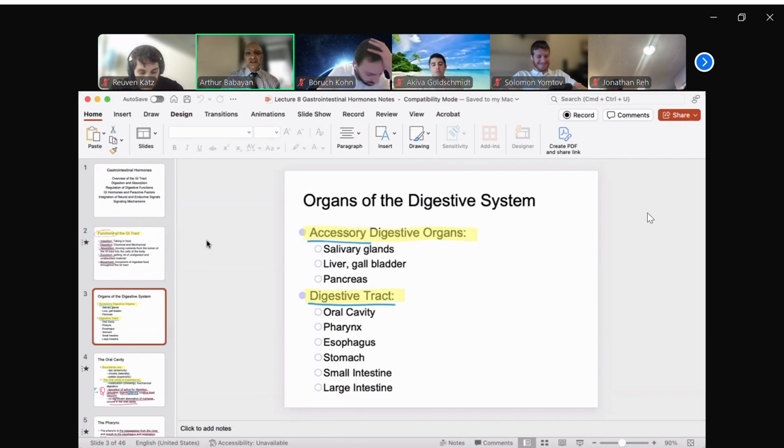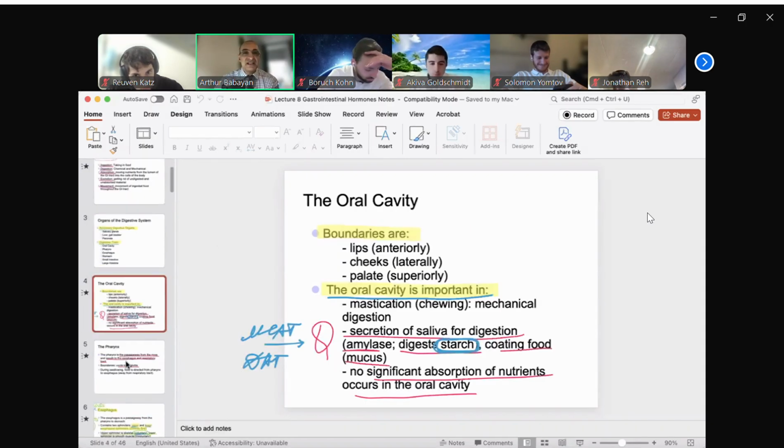Organs of the digestive system include accessory organs and digestive tract organs. The accessory organs are the salivary glands, liver, gallbladder, and pancreas. The digestive tract consists of the oral cavity, pharynx, esophagus, stomach, small intestine, and large intestine.